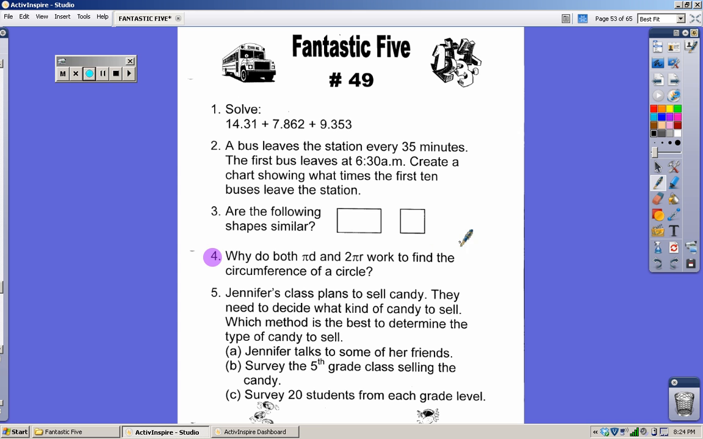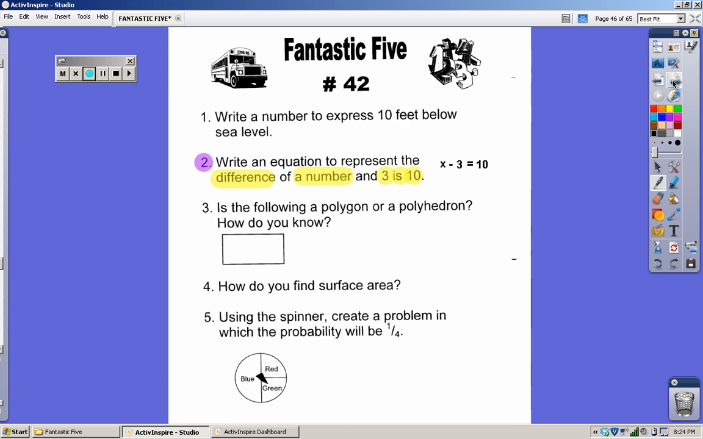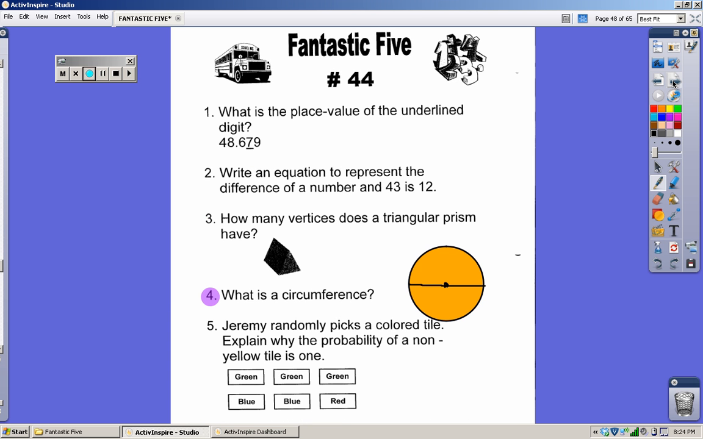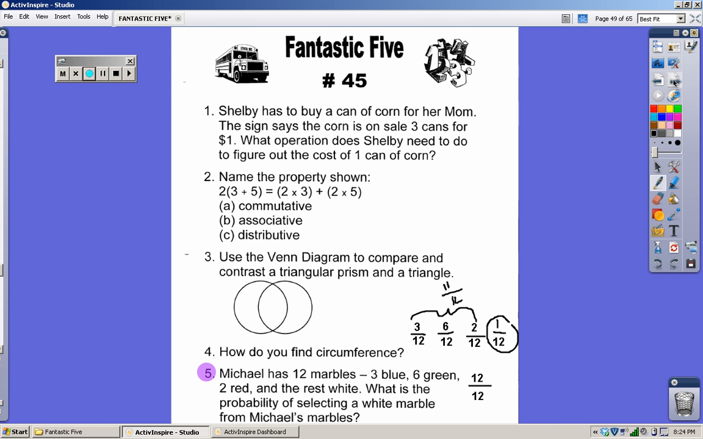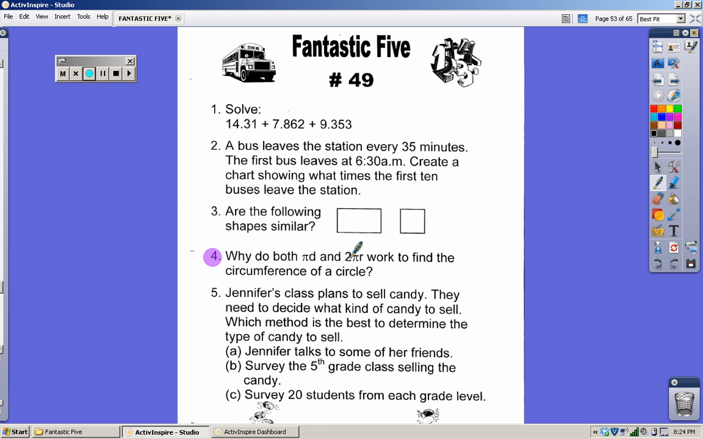For number 4, what do both pi times diameter and 2 pi r, why do they both work to find the circumference of a circle? If you go back to that one we were looking at earlier with the circle, of course I got ahead of myself. We said that half of this, just this half right here, is the radius, but the whole thing is the diameter. So if you look back, pi is that magic number for circles that we use. But they mean the same thing.